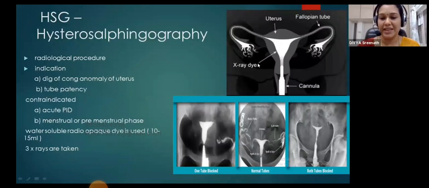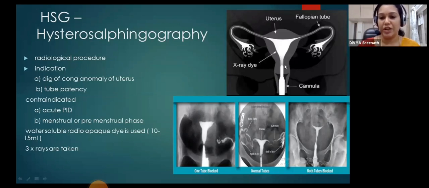So this is mainly done for a tubal patency test. One thing you have to keep in mind is that this patient should not have any vaginal infection or acute pelvic inflammatory disease. Otherwise, we will spread this infection to the peritoneum.